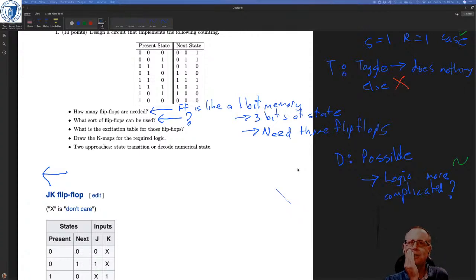So now it says draw the K-maps for the required logic. What does that mean? Any ideas?